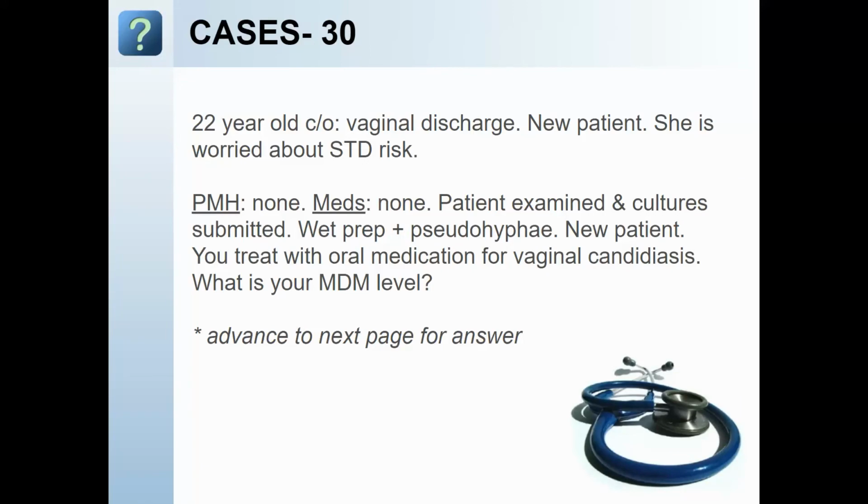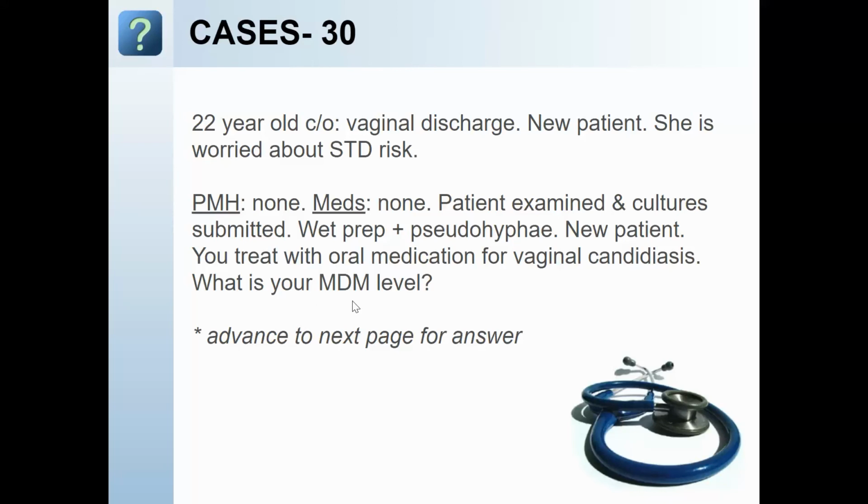Let's do cases for 30. A 22-year-old female comes in with vaginal discharge. She's a new patient, and she's worried about STD risk. So the patient has no past medical history, on no medications. The patient is examined, and cultures are submitted, and you do a wet prep in the office, and the wet prep in the office shows pseudohyphae. She is a new patient, as we said before, and you treat with some oral medication for vaginal candidiasis.